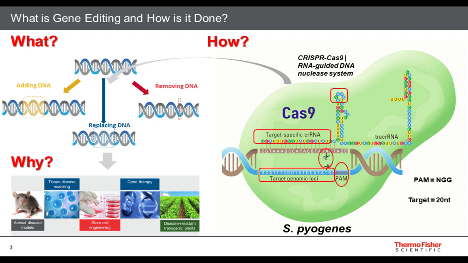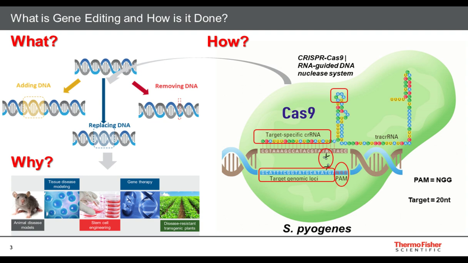All right, so let's start with discussing what gene editing is broadly and how it's done. Gene editing is the process whereby you add, remove, or replace a piece of DNA. And how is this done? The most widely used and most efficient method currently is using the CRISPR-Cas9 system.